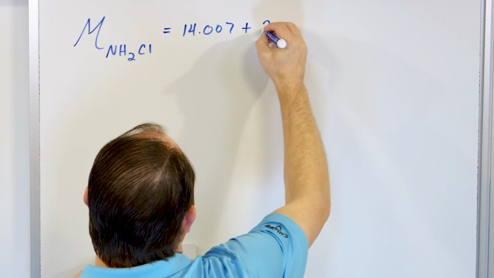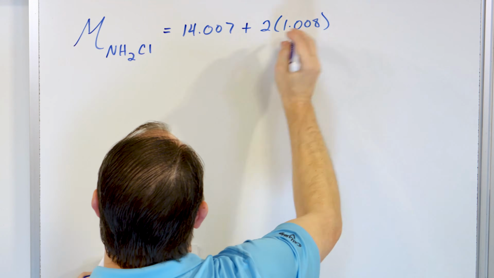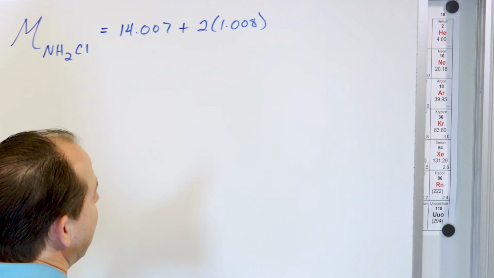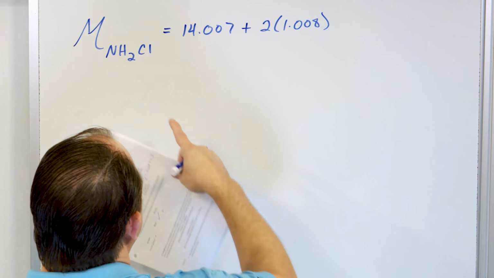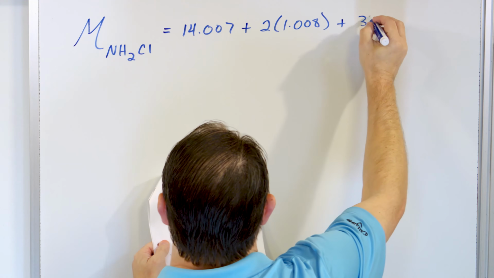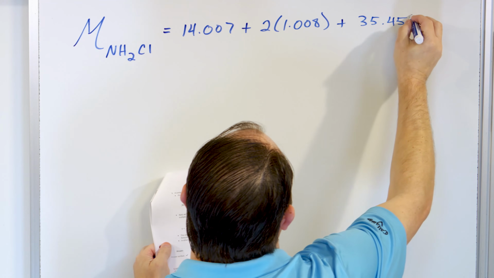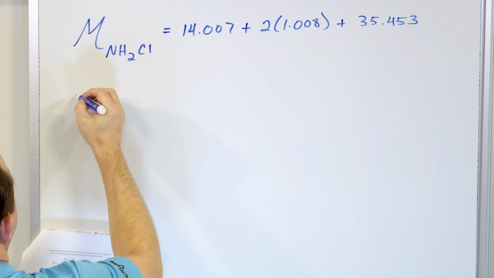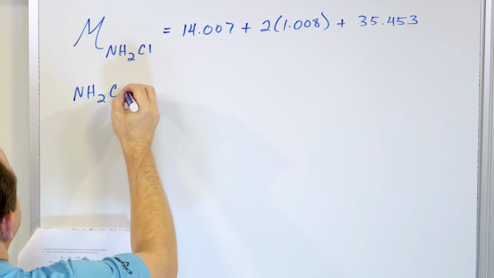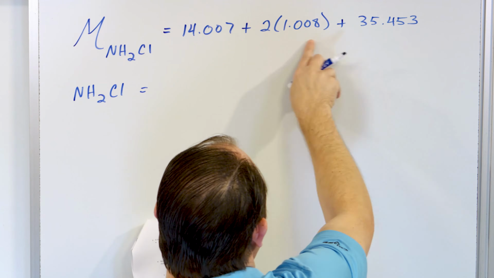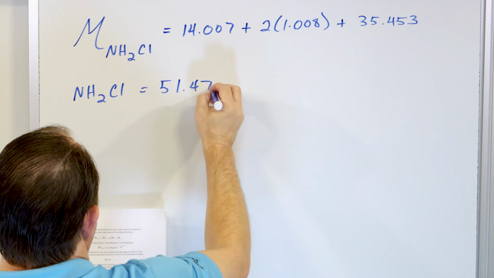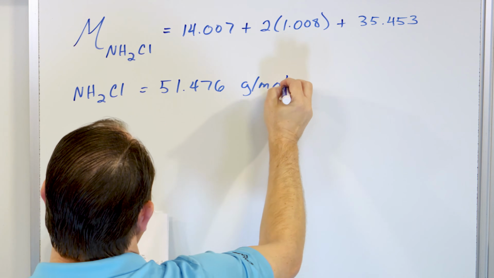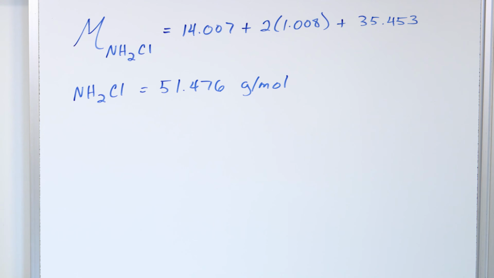We have two hydrogens, that's 1.008 for each one of those. And we have a chlorine. Chlorine I don't have totally memorized, but you can go to the table, 35.45 grams per mole there. And there's only one of those chlorines, so I'm going to call it 35.453, carry one extra decimal. So NH2Cl, the molar mass of it, if we multiply this out and add it up, we get 51.476 grams per mole.